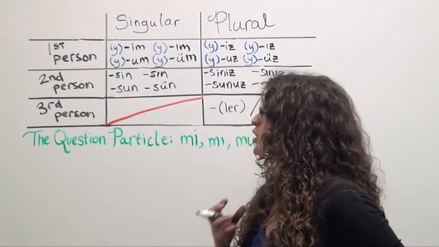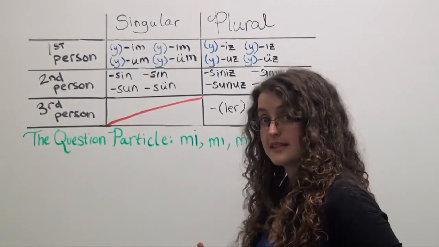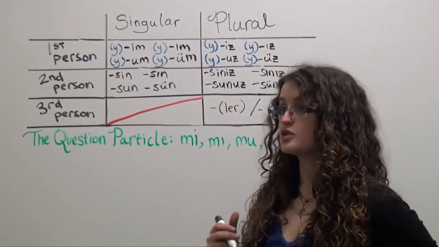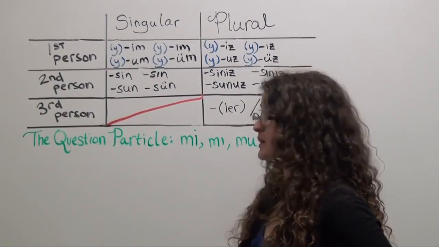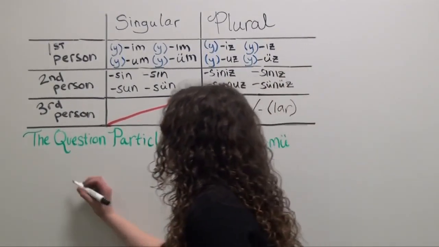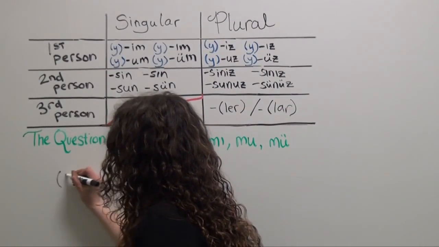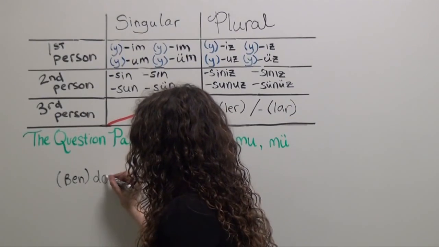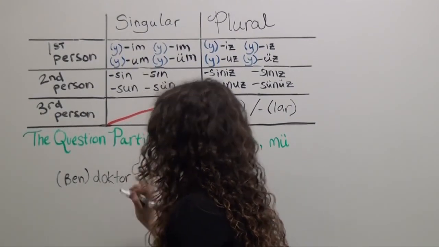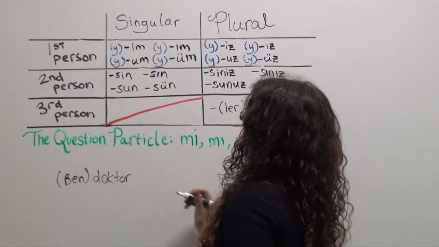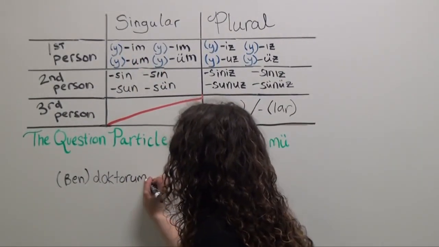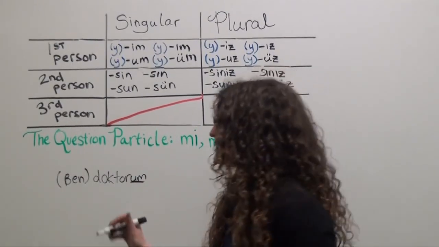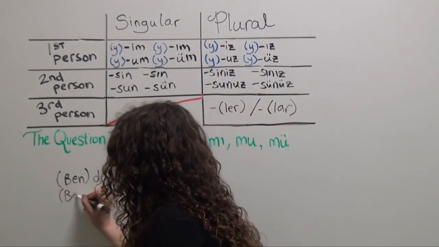Let's take a look. We saw that for an affirmative sentence with the verb to be, you added the personal suffix to the noun. So, for example, if you wanted to say, I am a doctor, ben, optional, doktor, Turkish word for doctor, personal suffix. Ben doktorum.